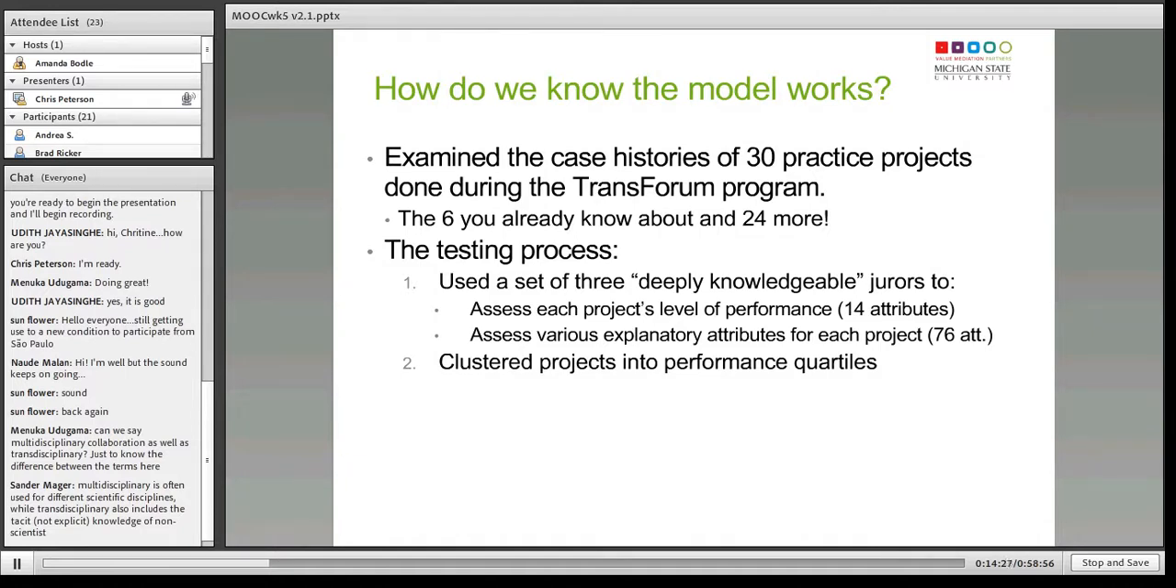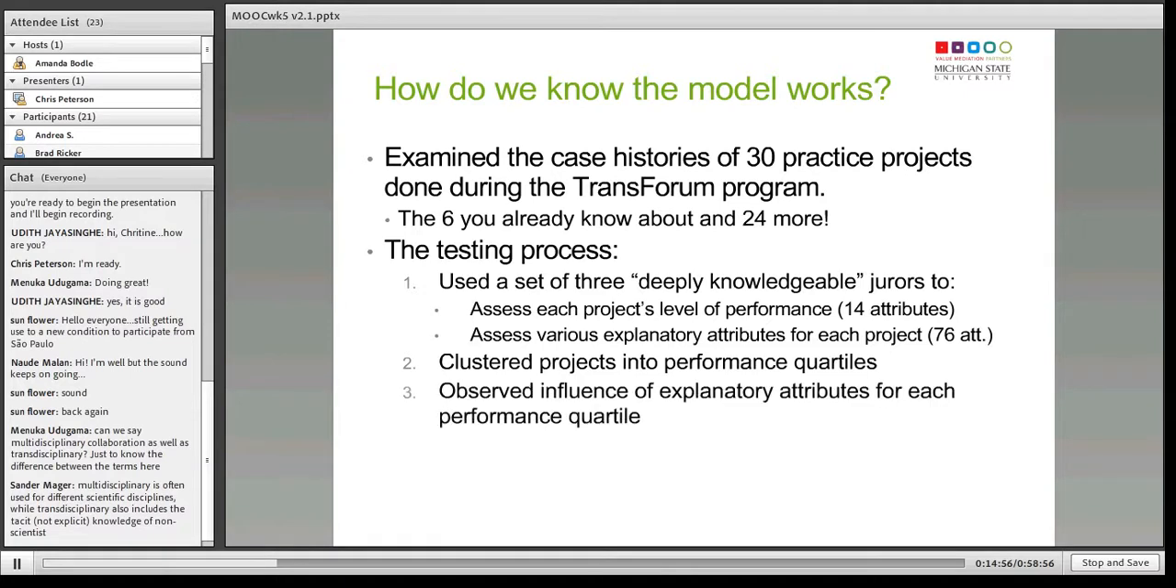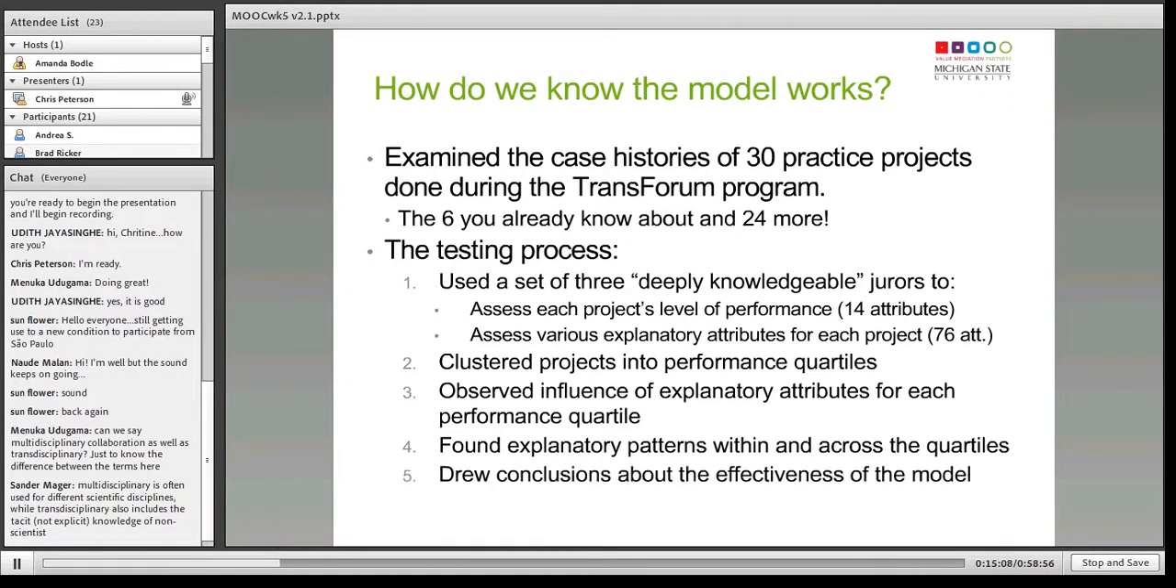Now, as you might imagine, the 6 that you've been introduced to over the last couple of weeks come from the high performance category. But notice that Transforum did a lot of learning because not every project ended up being in that high performance category. Then we observed the influence of the explanatory attributes across the quartiles, and we found explanatory patterns within and across the quartiles, and then finally that has allowed us to draw some conclusions about the effectiveness of the model.